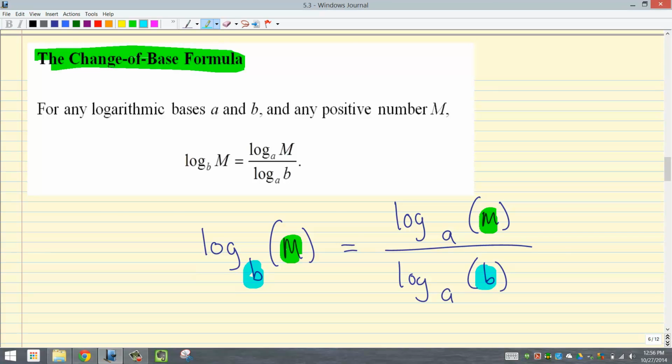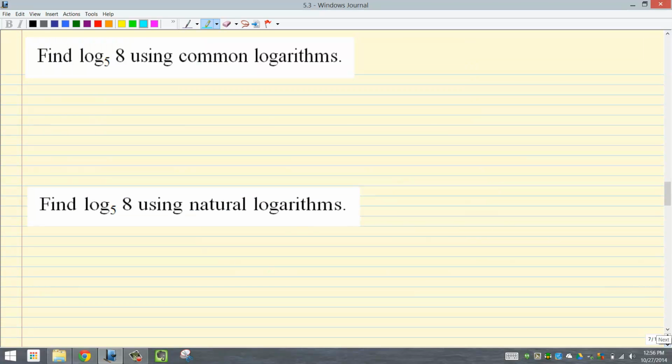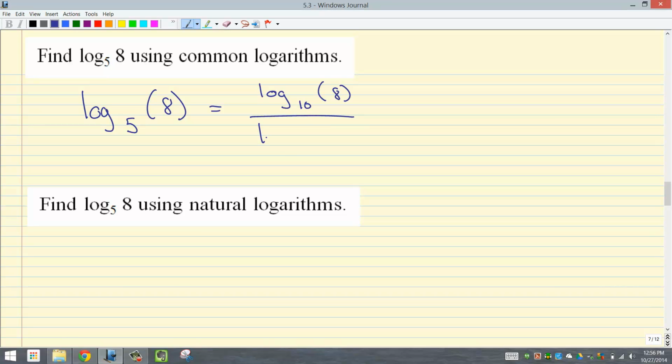So let's try one of these. Find log base 5 of 8 using common logs. So we want to know what is log base 5 of 8. And you can't punch this in on your calculator unless you have a really fancy calculator or a change of base formula. Some calculators are coming now with change of base formula built in. But we're going to do this one by hand. So what log do we have on our calculator? We have log base 10. So let's convert this to log base 10 of 8 divided by log base 10 of 5.